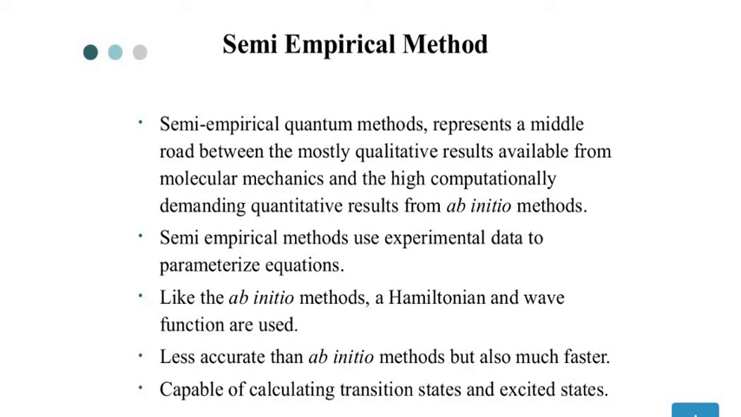Now semi-empirical methods, my friends. Semi-empirical quantum methods represent a middle road between the mostly qualitative results available from molecular mechanics and the highly computationally demanding quantitative results from ab initio methods. Semi-empirical methods use experimental data to parameterize equations. Like the ab initio methods, a Hamiltonian and wave functions are used. They are less accurate than ab initio methods but also much faster and capable of calculating transition states and excited states.